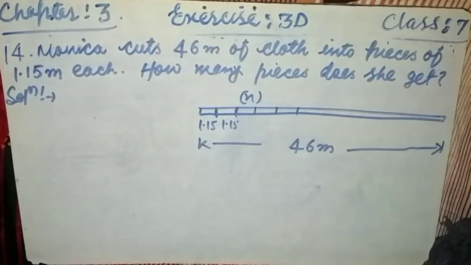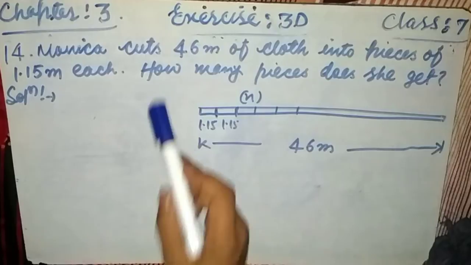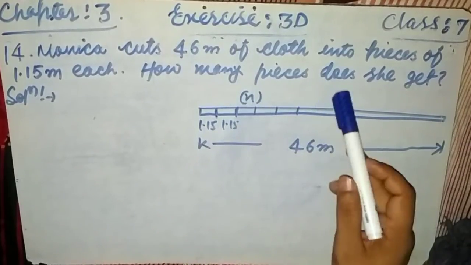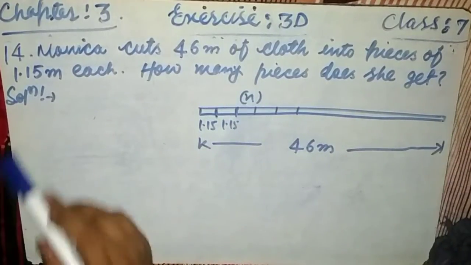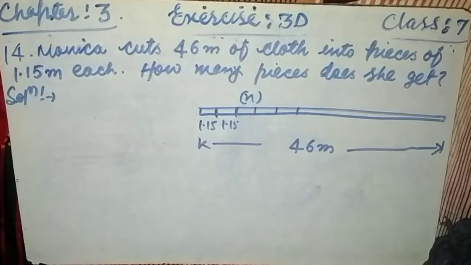Now see friends, question number 14 says, very interesting question. Monica cuts 46 meter of cloth into pieces of 1.15 meter each. How many pieces does she get?